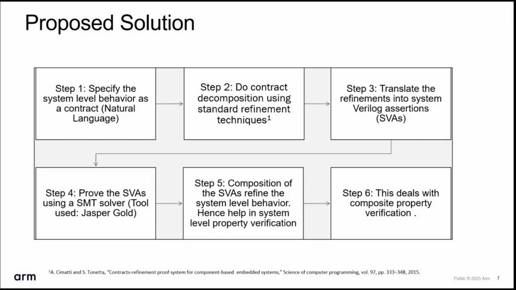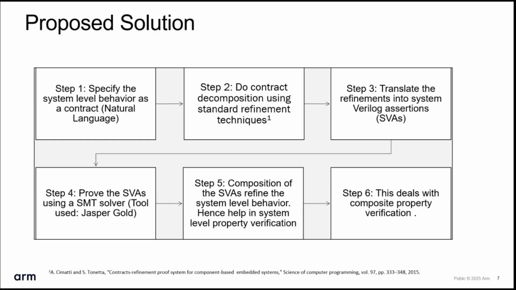Now we prove those assertions. We use JasperGold to prove those component level assertions. Since they are decomposed behaviors, they are primitive building blocks to verify the overall system behavior, and the convergence rate is faster.